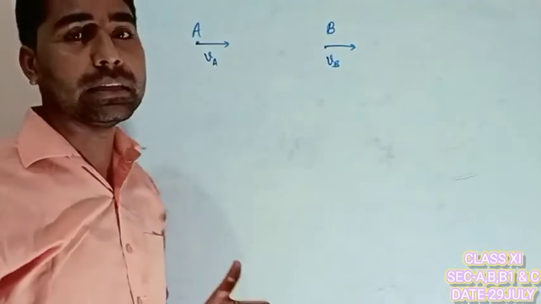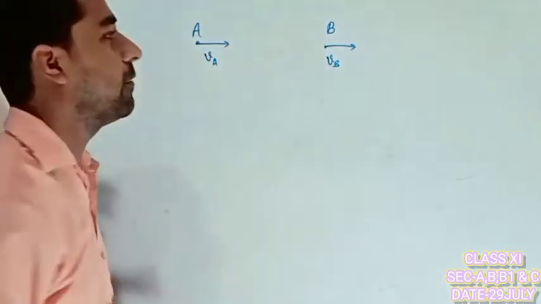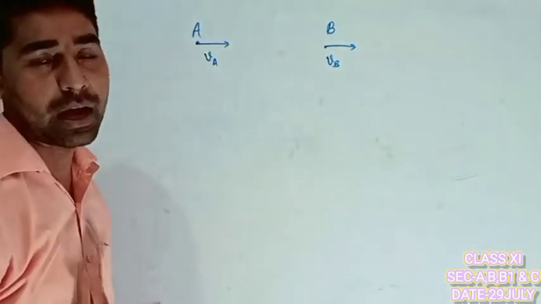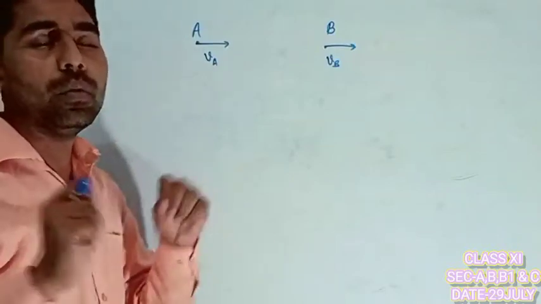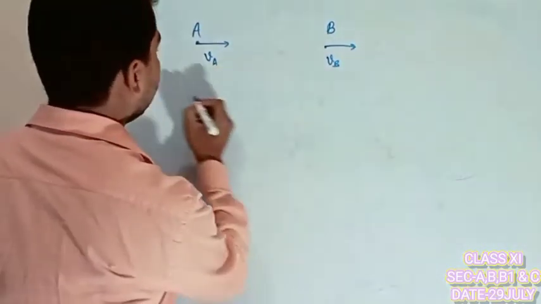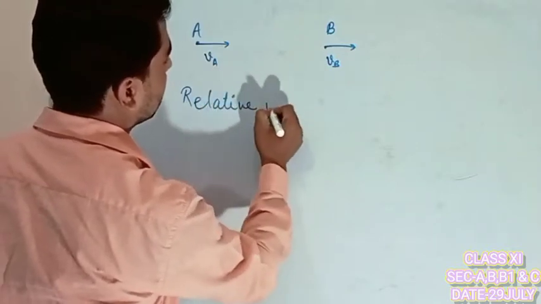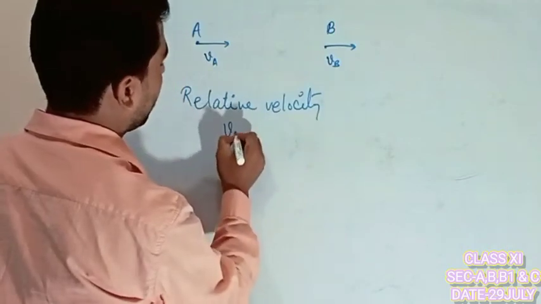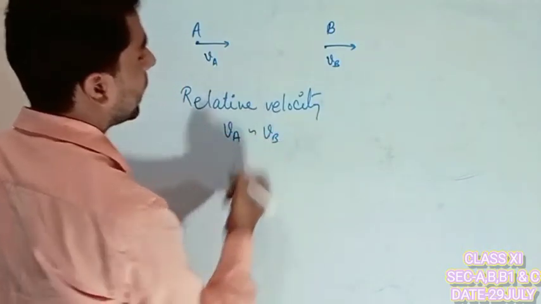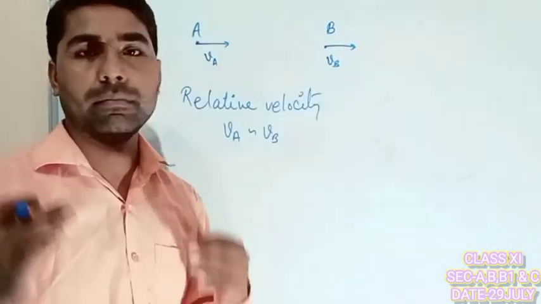So as I said, the relative velocity is the difference in their velocities. Whosoever is larger, I'm not talking about whether B or A is greater. I'm talking whosoever is larger, the relative velocity is equal to VA minus VB, whatever be the velocity of A and B.